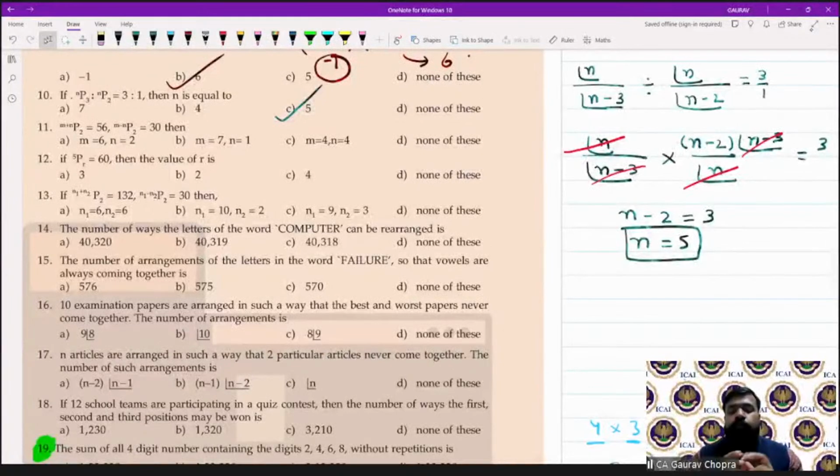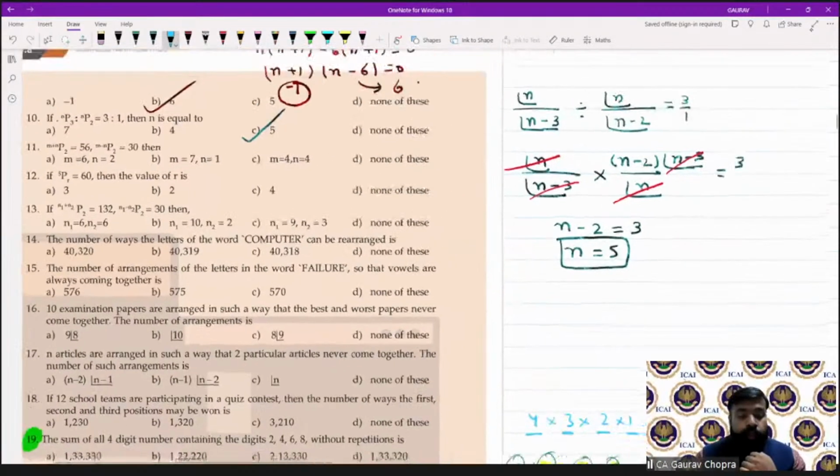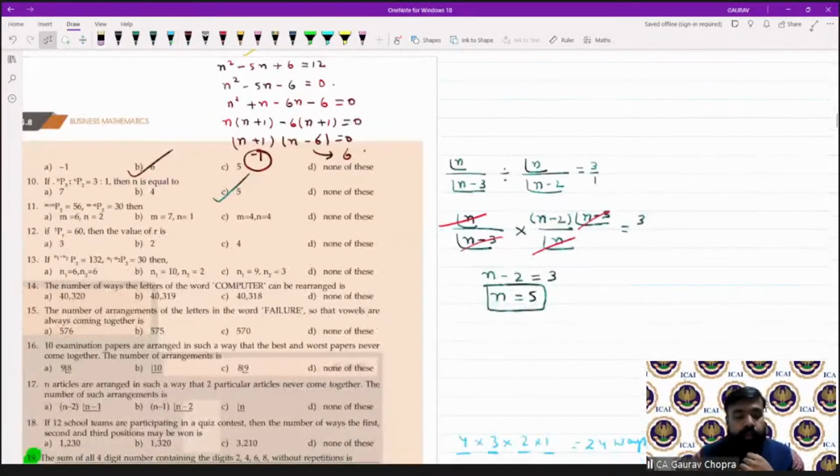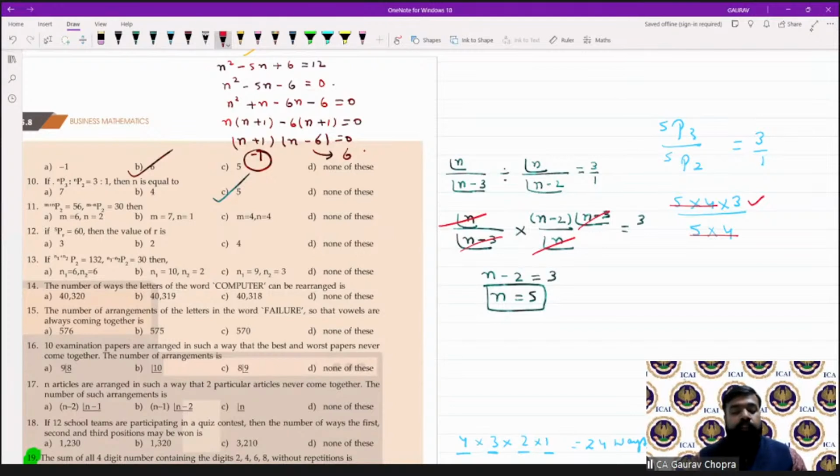Now you can solve the same question using options also. If you put the option, let's say you are substituting 5 in place of n. So what you will get? 5P3 upon 5P2 is equal to 3 upon 1. So how will we open 5P3? 5 into 4 into 3. And 5P2 will be opened as 5 into 4. So 5 and 4 will be cancelled. What is left? Only 3 is left. So therefore 5 is correct. So easily you can solve using options also.